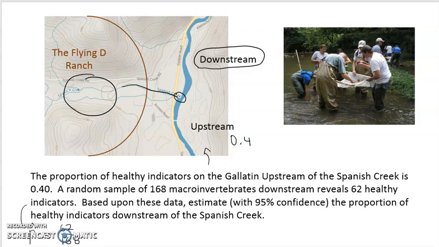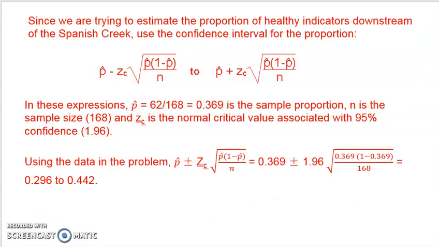Based upon these data, remember we want to estimate and see if the stream is healthy. So we're going to estimate with 95% confidence the proportion of healthy indicators that live downstream of the Spanish Creek. And then ultimately we're going to compare that to our baseline, which is 40%. So here's the data. We're trying to estimate the proportion of healthy indicators downstream in the Spanish Creek.